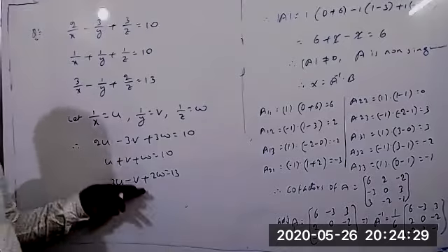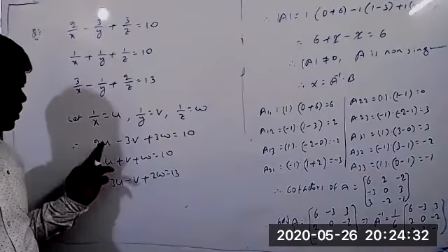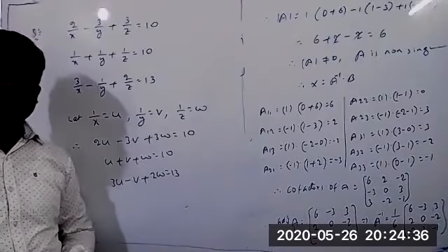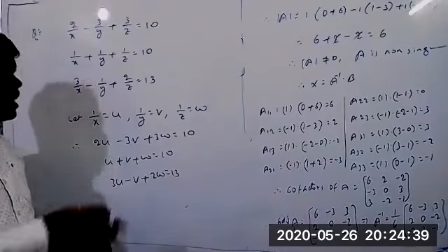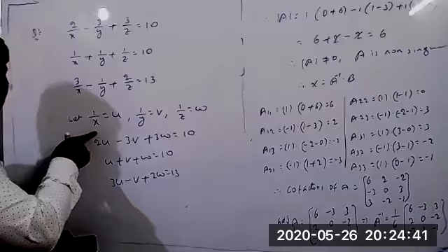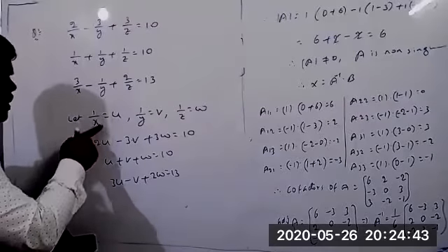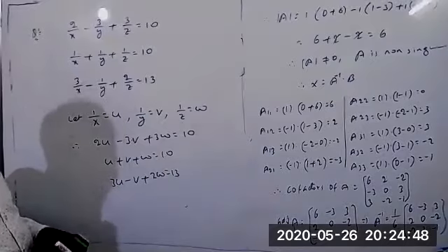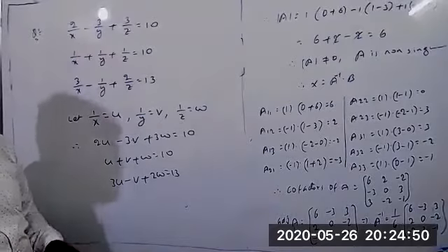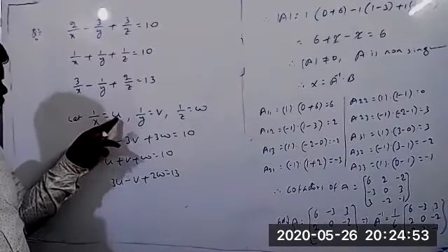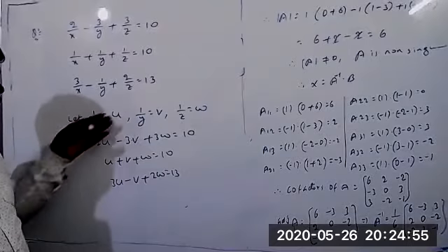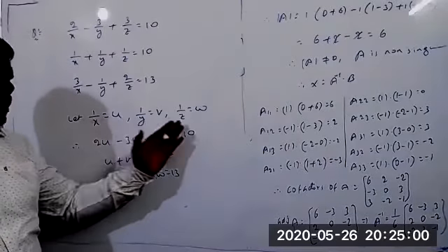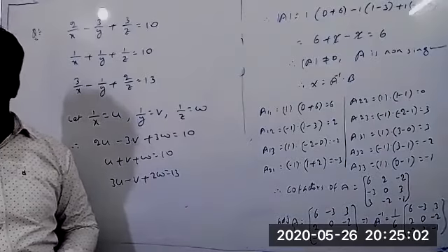When you solve the system of equations, we get the values of u, v, w. At last, remember we assumed u equal to 1 by x, v equal to 1 by y, w equal to 1 by z. But we have to find the values of x, y, z. Whatever value we get for u, we substitute there, or do the cross multiplication, and we get the values of x, y and z. Understood? This is the procedure.